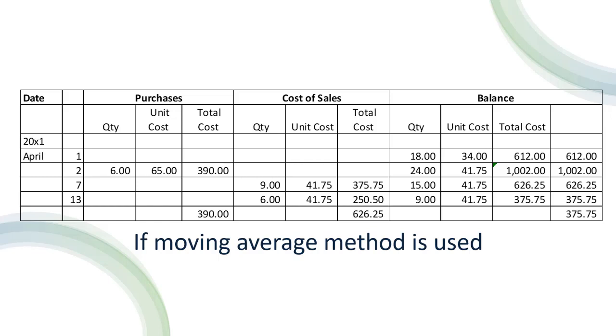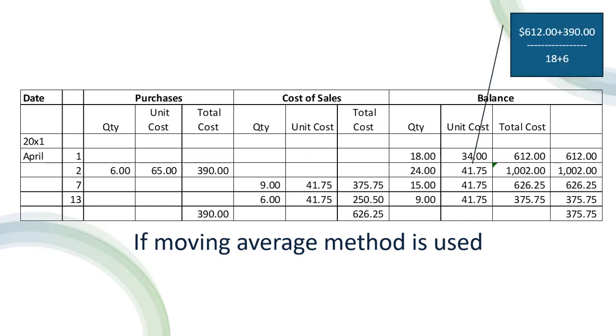As you can see here, the total units that we are holding as at 2nd April will be 24, and the total cost will be 612 plus 390. That will be $1,002. So we need to know how much is the average unit cost. To know that, get the total cost, divide by the total number of units that you're holding, and the result will be the average costing.